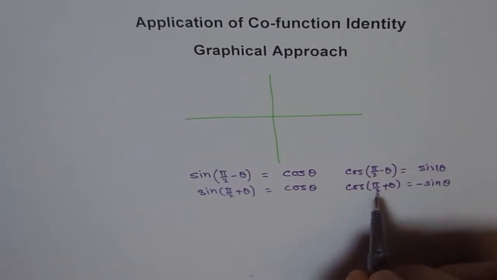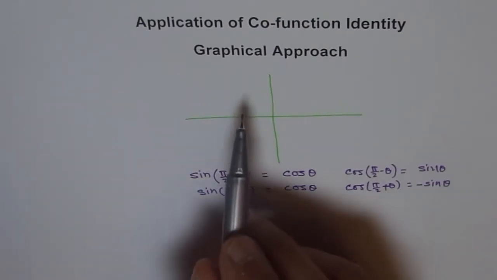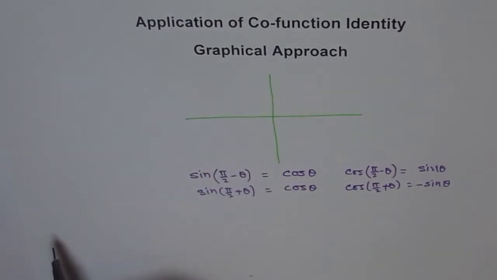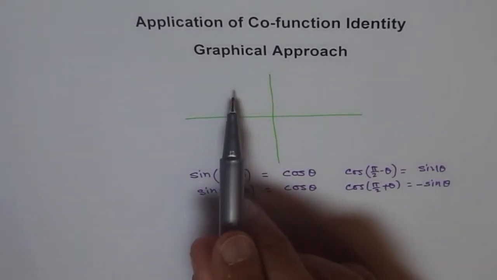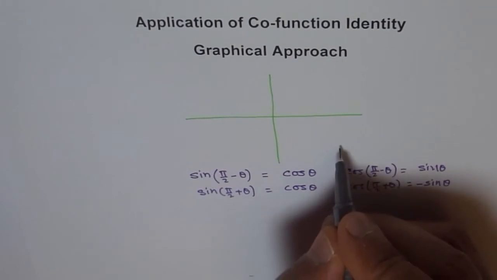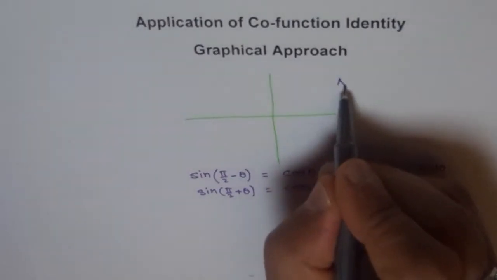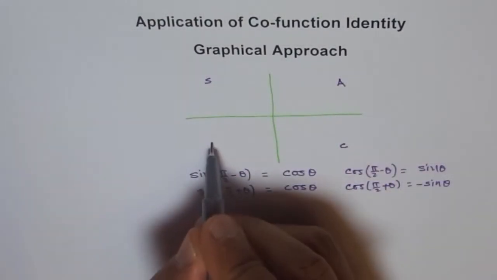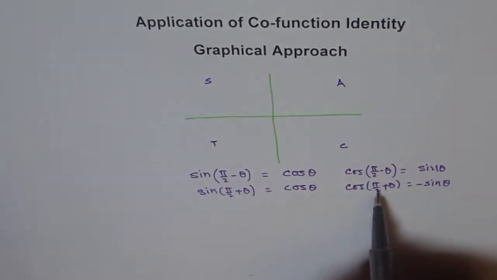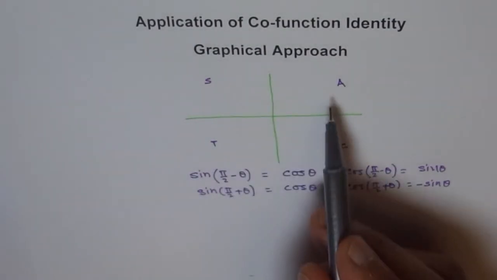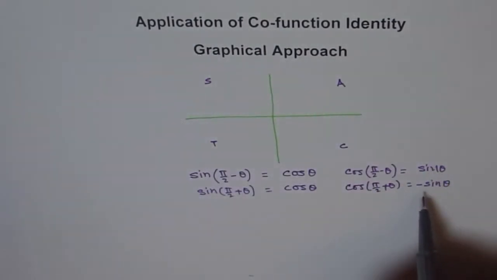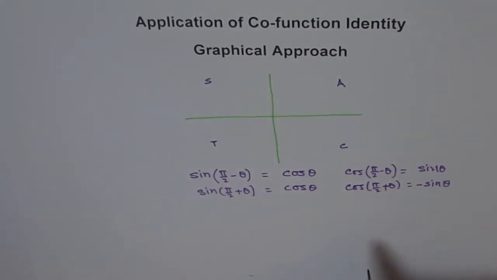Why minus? Because cos of pi by 2 plus theta happens to be in quadrant 2. So we are expecting a negative value for cos, right? Remember the CAST rule? So we have CAST, right? Because we are expecting a negative value here, but in quadrant 1 everything is positive, so we have to write negative of sine theta, correct?